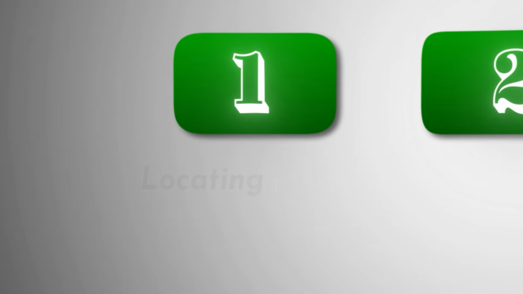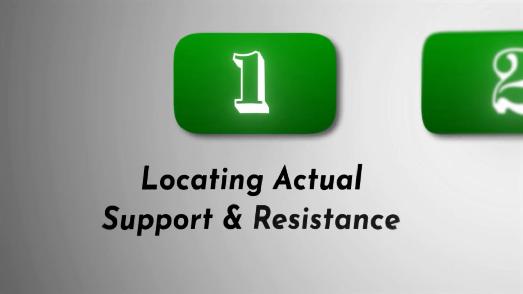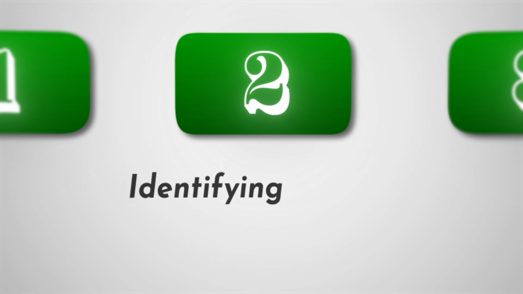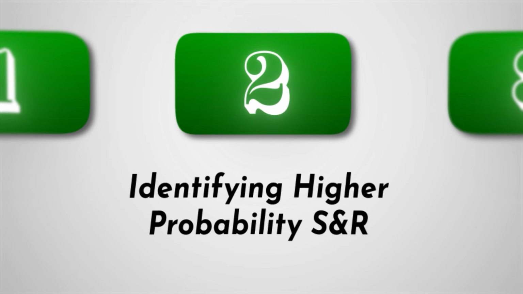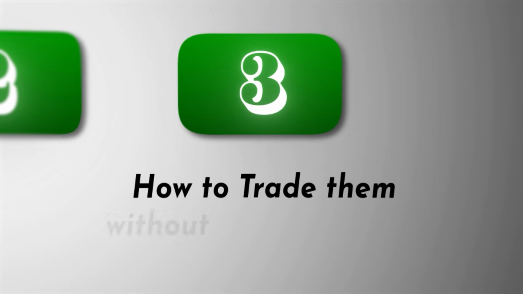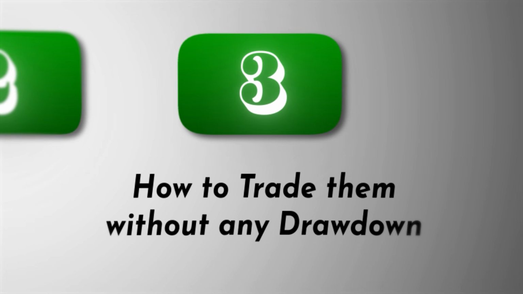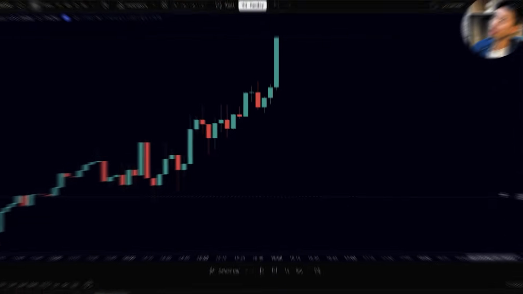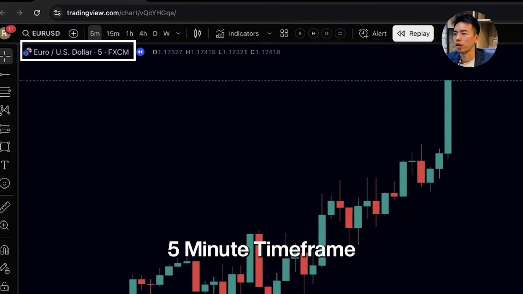The first one is being able to locate actual support and resistance. The second one is being able to identify higher probability support and resistance areas. And the third one is how to actually trade them without having any drawdown. So let's get started. Right here, I have the EURUSD chart on the 5-minute time frame.